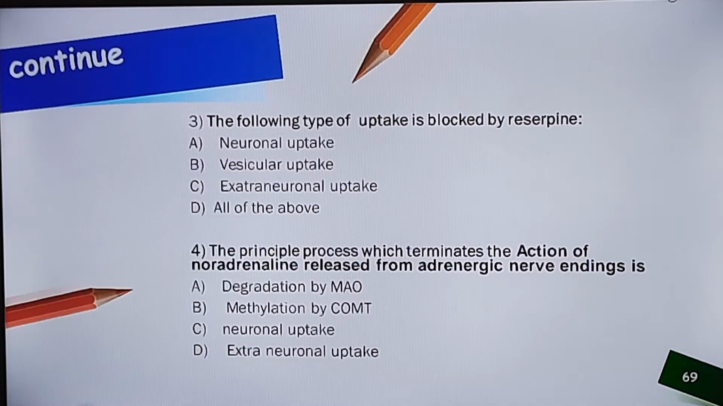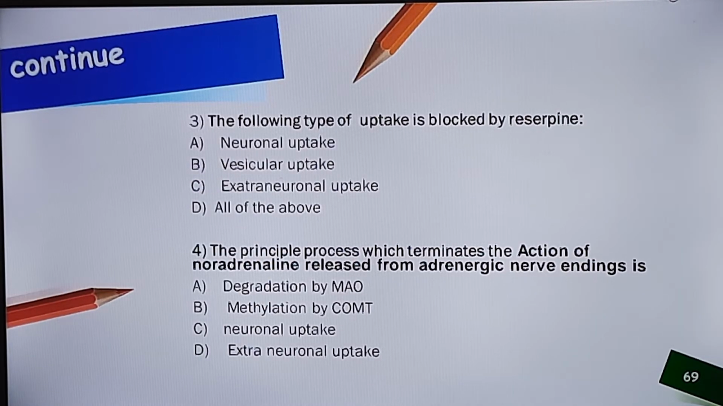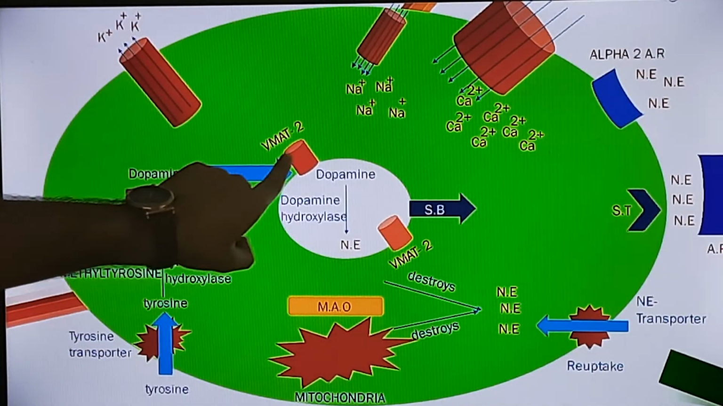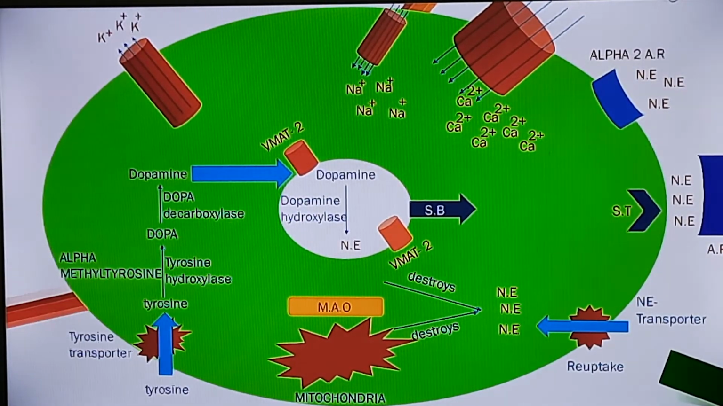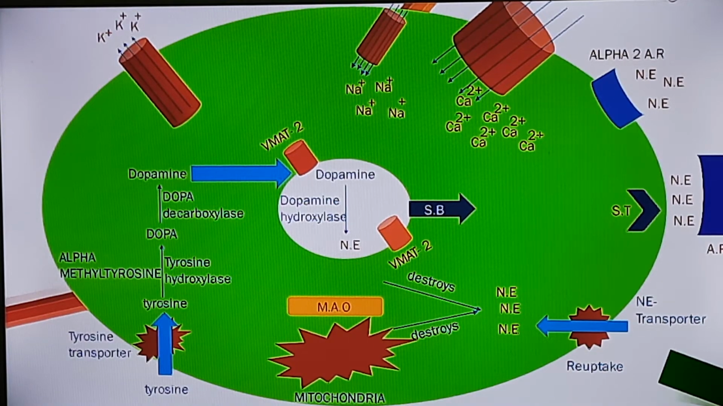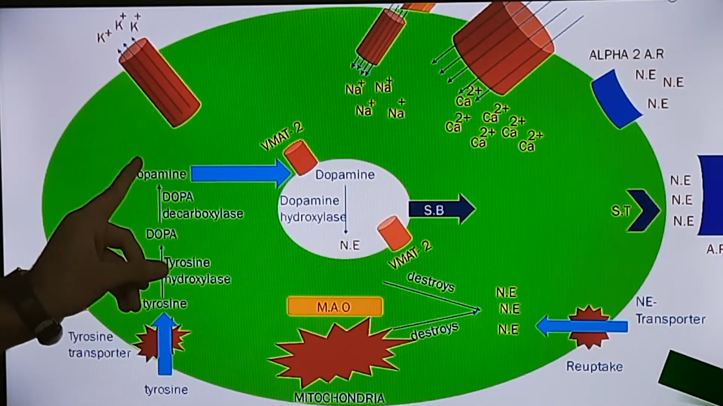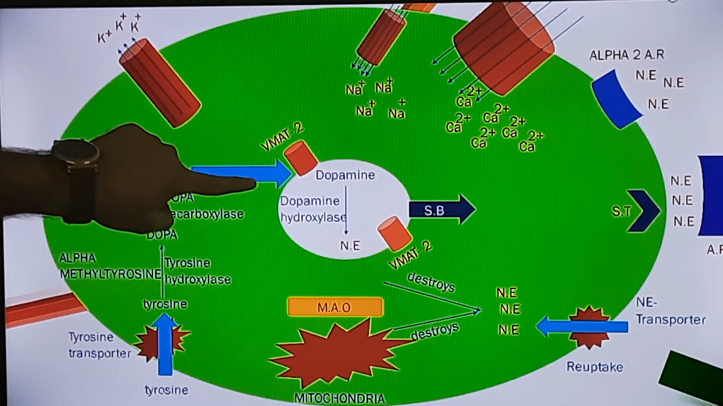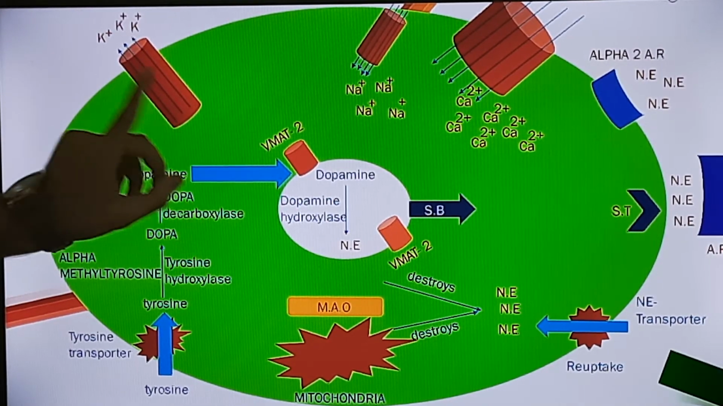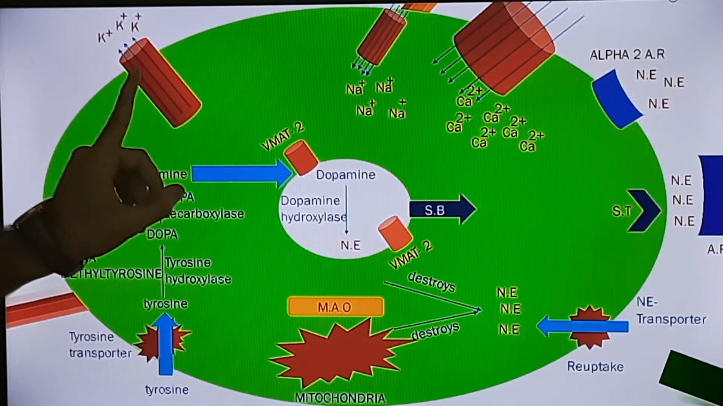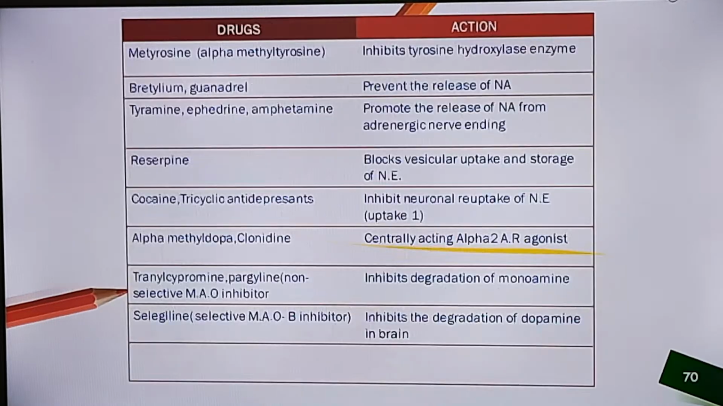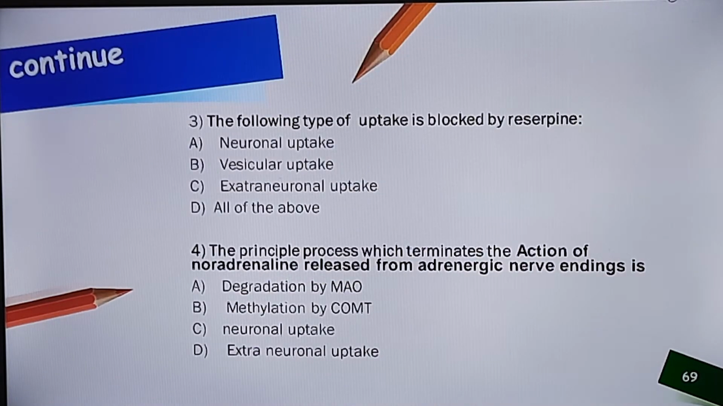Vesicular uptake, yes, this is our right option because ये जो storage granules है या फिर हम इसे storage vesicle भी बोल सकते हैं, डोपामीन अगर इसके अंदर हमको inhibit करना है, then we need to block this particular VMAT2 transporter, and this is blocked by our reserpine. So option B will be correct.